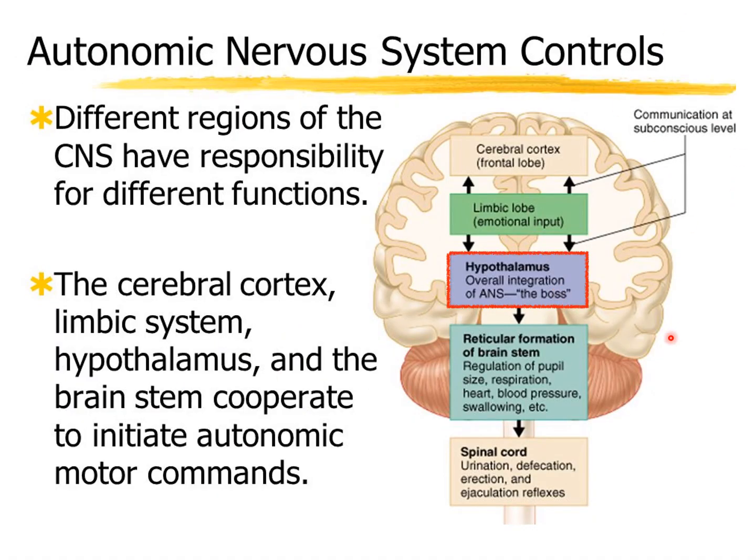Now, just two words for the autonomic nervous system. Again, the autonomic nervous system, we said, is controlled mainly by reflexes that happen, like we saw before. However, it can be modulated by higher areas of the brain. The limbic system and the hypothalamus are responsible for initiating autonomic commands. So even though it is mainly by reflexes, the hypothalamus is a very important station for the integration of the autonomic nervous system.